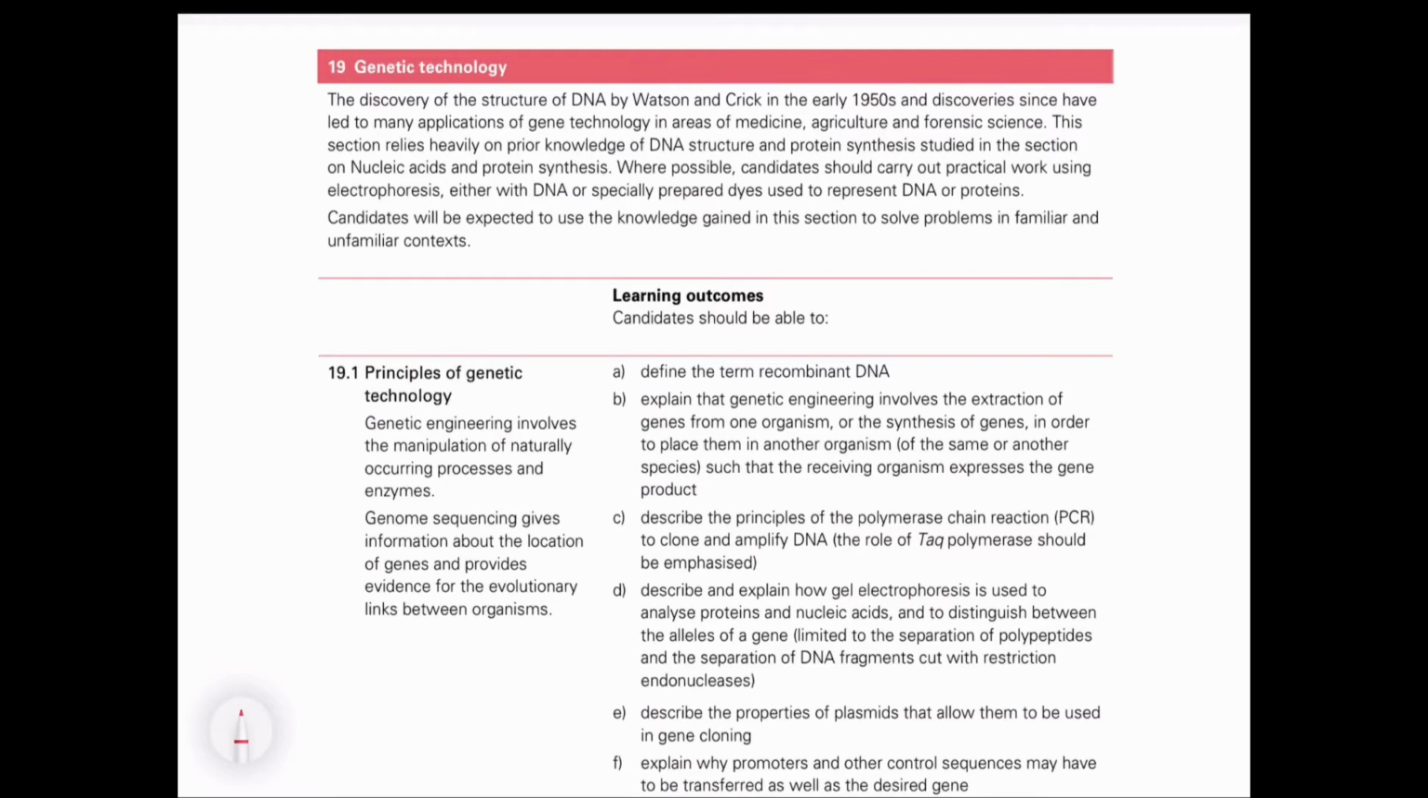For this video, I'm going to cover A2 topic 19, genetic technology, and I'm going to focus on learning outcome 19.1C, which requires students to describe the principle of PCR, also known as polymerase chain reaction. And we're going to look into detail about the role of enzyme Taq polymerase and other ingredients such as the role of primer and the role of the DNA template.